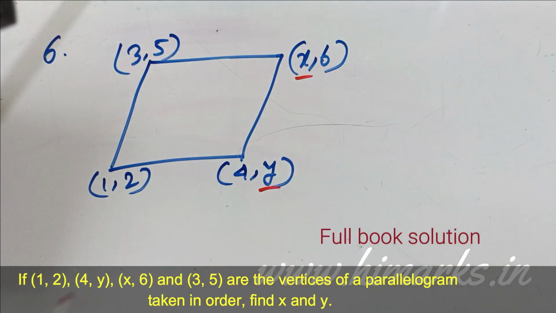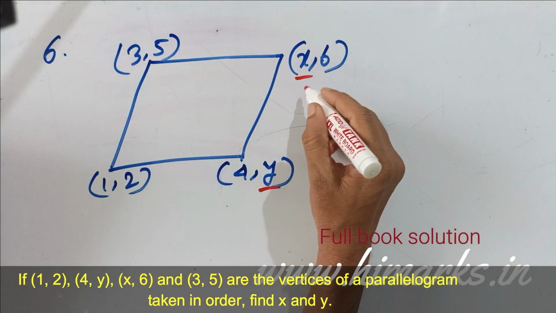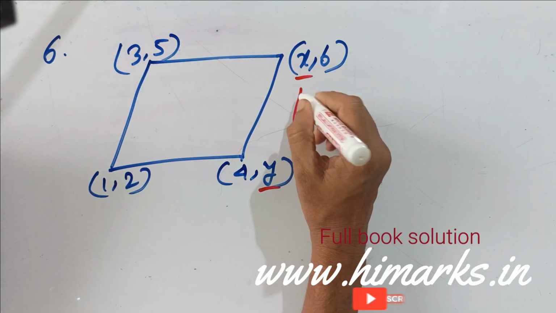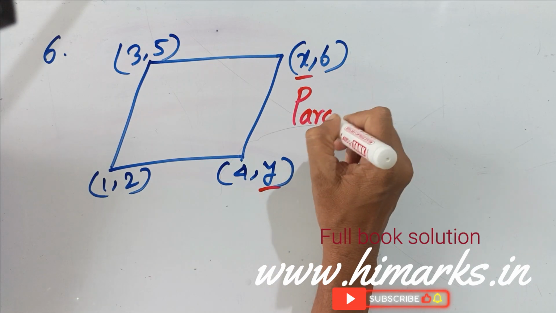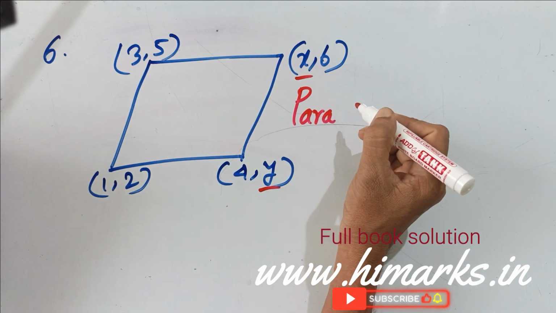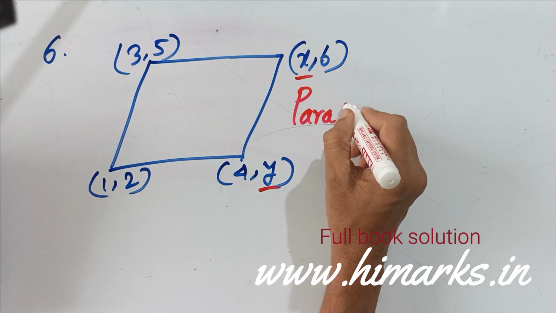You can see these are unknown here. The one hint given here is that this is a parallelogram, correct? This data is given, so from there we have to get the required information. Which property should we use?